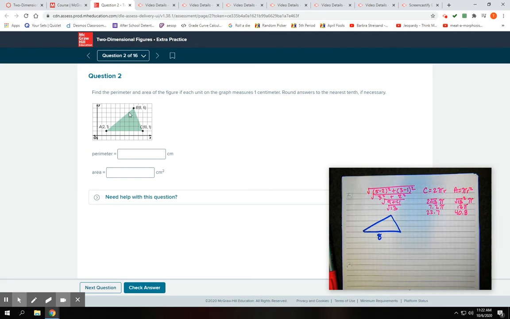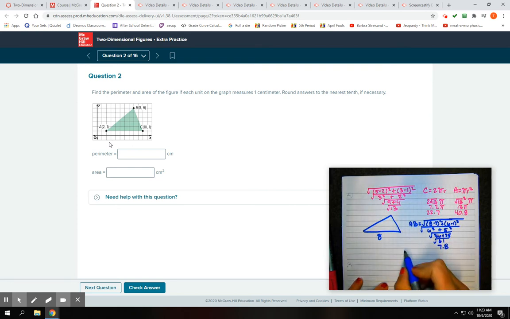So I'm going to do AB first. I'm going to find the length of AB first. And that's going to be change in my x's, 8 minus 2. The change in my y's, 6 minus 1. 8 minus 2 is 6. 6 minus 1 is 5. 6 squared is 36. 5 squared is 25. 36 plus 25 is 61. The square root of 61 is 7.8-ish, roughly, rounded.